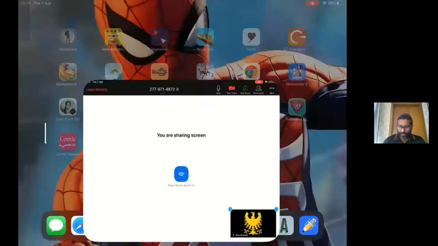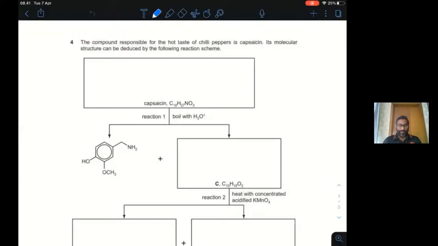Basically they are asking you that when you react with acid, what's going to happen? This is going to be a hydrolysis reaction. Then what will happen when you react with a certain oxidizing agent and so on. So you need to have very good knowledge in organic chemistry to answer this. I will try to answer this question together with you as well. Let's hope you guys are ready. Aditya, are you ready?